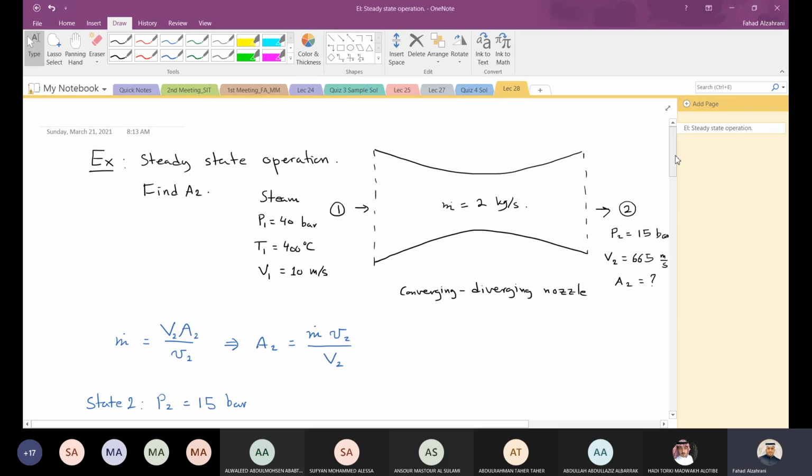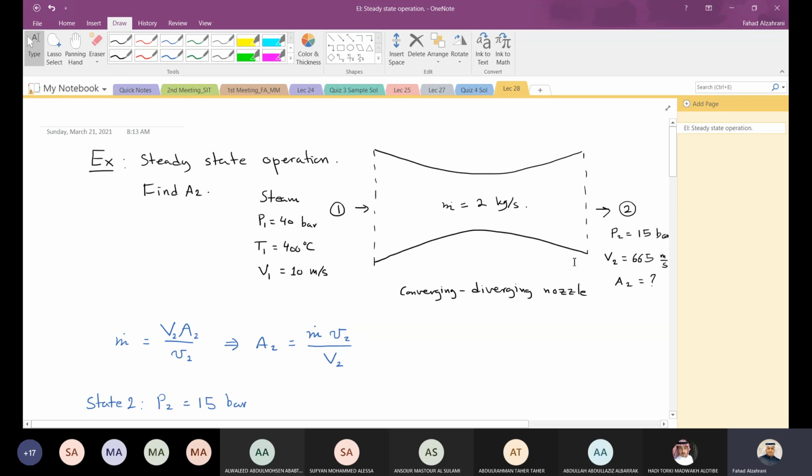Okay. So, in this example, I have what I call a converging diverging nozzle. What does converging diverging nozzle mean? This type of nozzle, as you can see, the area is converging here. Converging means it is reducing. So you see the area is reducing, then increasing again, or what we call diverging. So that's why we call it converging diverging nozzle.